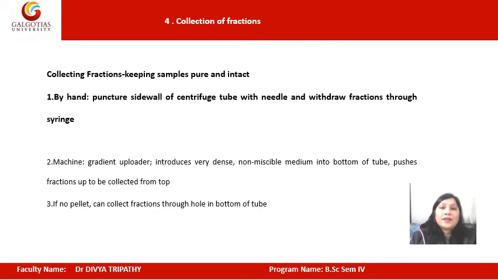Now the fourth step is collection of fraction. The main thing we should keep in mind is that we have to keep our sample pure and intact. This collection of fraction can be done by hand. In this method, we can puncture the side wall of the centrifuge tube with a needle and withdraw the fraction through a syringe. A machine can also be used to collect the fractions, like a gradient unloader. This introduces a very dense, non-miscible medium into the bottom of the tube and pushes the fraction up to be collected from the top. Suppose no pellet is formed, the fraction can be collected by making a hole at the bottom of the tube.